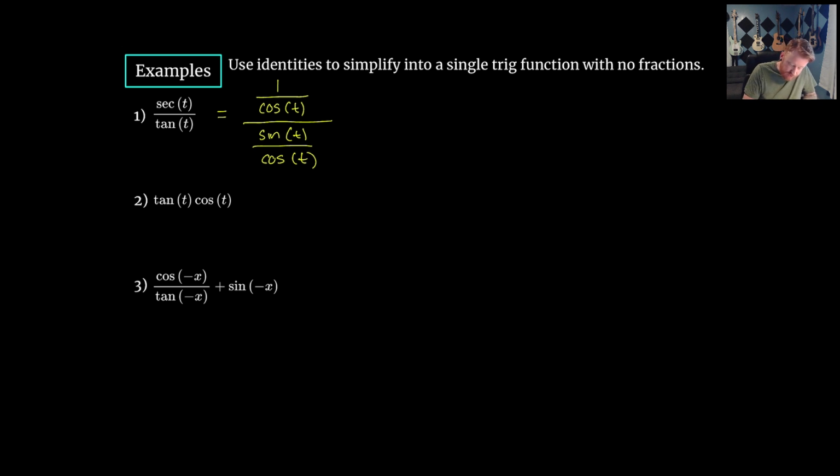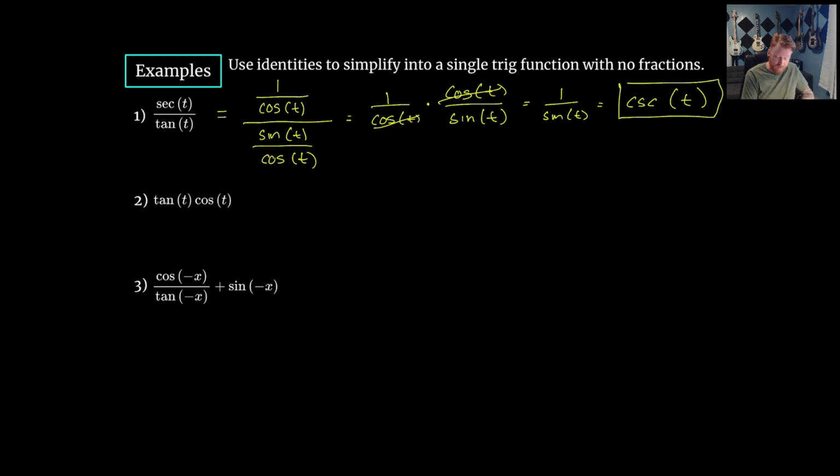All right, well, now I can just do some algebra. This says 1 over the cosine of t times the cosine of t over the sine of t. Well, now those cosines of t cancel, and we're left with 1 over the sine of t, which is the cosecant of t. So there we go. We have simplified this ratio, or this division, this quotient of some trig functions down into a single trig function with no more fractions left over.